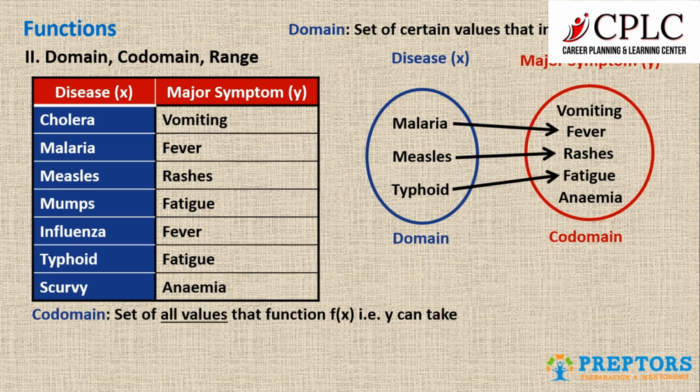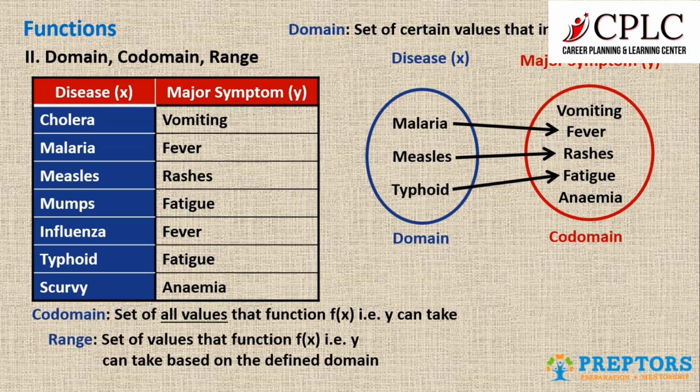So in short, if I want to define range, range is the set of values that y can take based on the defined domain. Based on the defined domain is the main criteria. So, simple three definitions, and that's how you should remember. This example is just a helping hand to you so that you understand in a very, very clear manner.